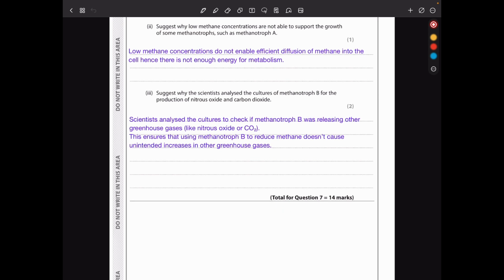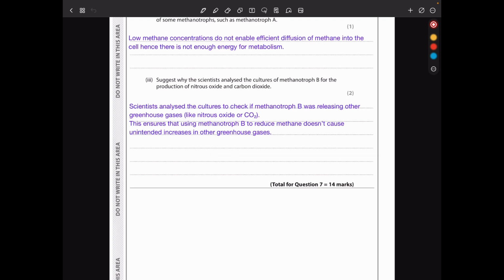And then suggest why the scientists analyzed the cultures of Methanotroph B for the production of nitrous oxide and carbon dioxide. They wanted to make sure that if they're trying to reduce methane by working with Methanotrophs, those same organisms are not producing nitrous oxide and CO2. So I say scientists analyzed the cultures to check if Methanotroph B was releasing other greenhouse gases like those, to ensure that using Methanotroph B to reduce methane doesn't cause an unintended increase in the other greenhouse gases.